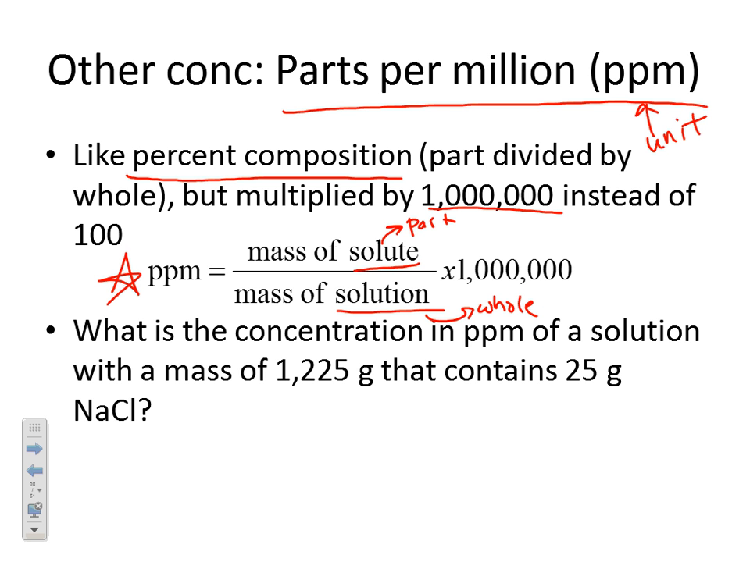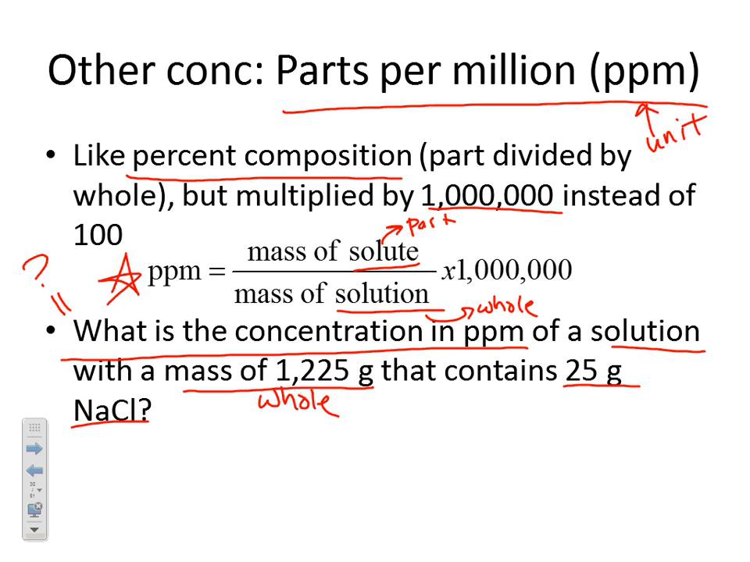So example problem, what's the concentration in parts per million? So that's what we're looking for. That's our unknown. Of a solution with a mass of 1,225 grams that contains 25 grams of NaCl. Well, pulling apart the numbers they gave us, a solution with a mass of 1,225, that's the whole, right? That's the whole sucker. That's the mass of the solution. That's the whole thing that contains 25 grams of NaCl. That's the part. That's the solute. So we're looking for parts per million.